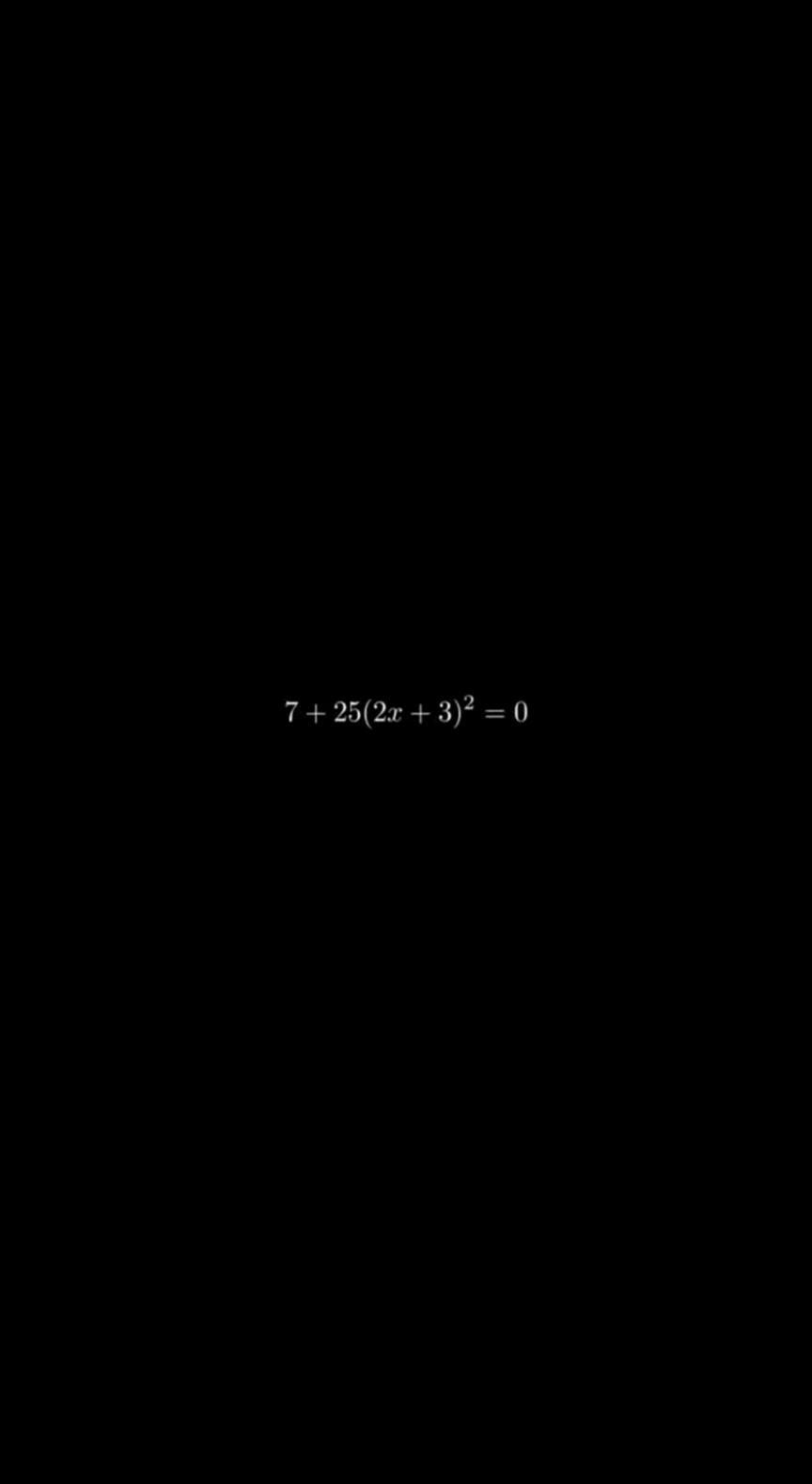Our approach will be to isolate the squared binomial term first, then work with that to find the values of x that make the equation true. When dealing with equations like this, we want to isolate the squared term and then take the square root of both sides. This is much simpler than expanding the entire expression.